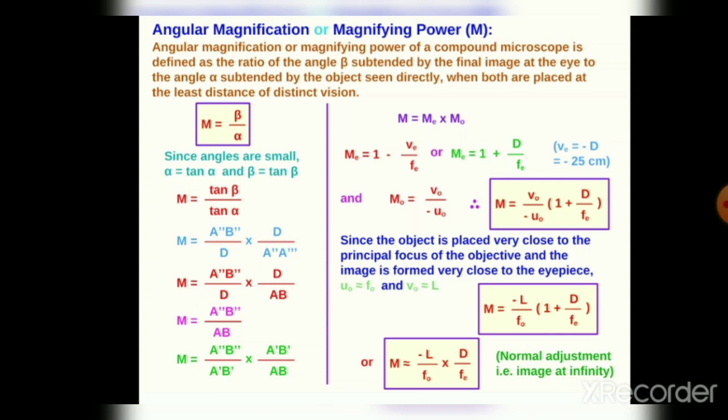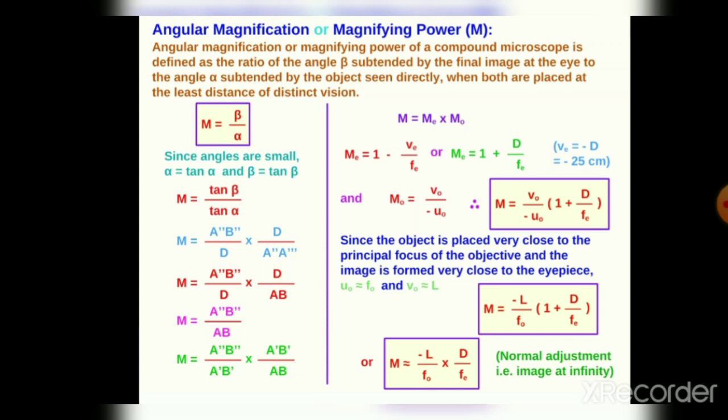Angular magnification or magnification power. The angular magnification of a compound microscope is defined as the ratio of the angle beta subtended by the final image at the eye to the angle alpha subtended by the object seen directly when the object is placed at the least distance of distinct vision. You can say that m is equal to beta upon alpha.